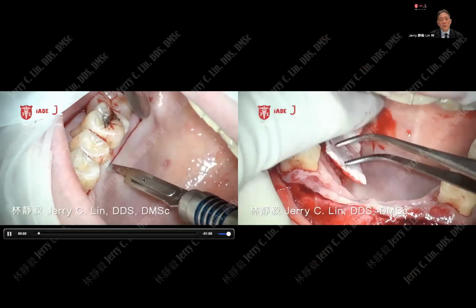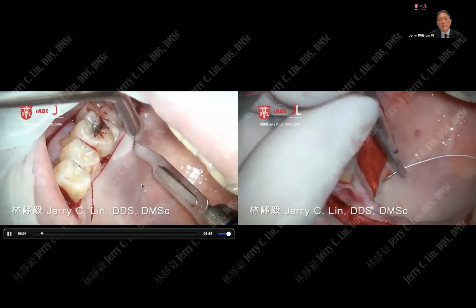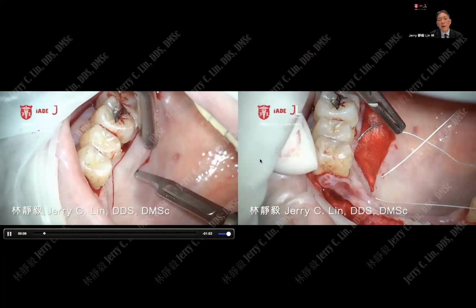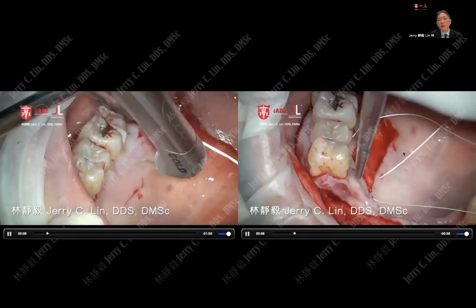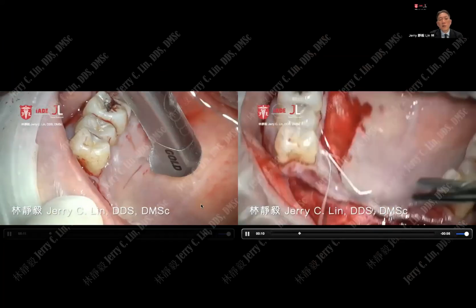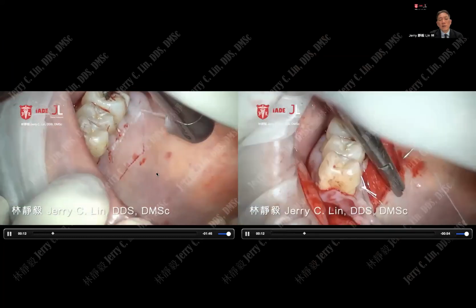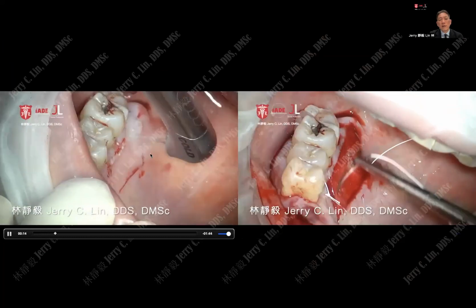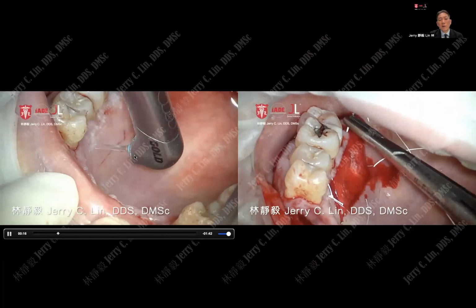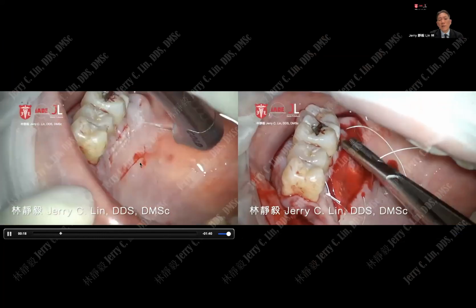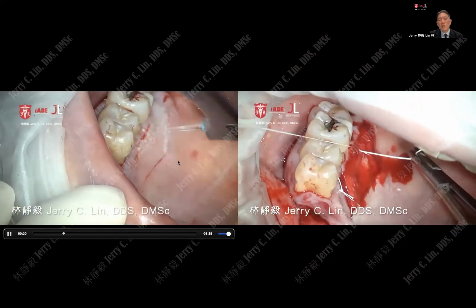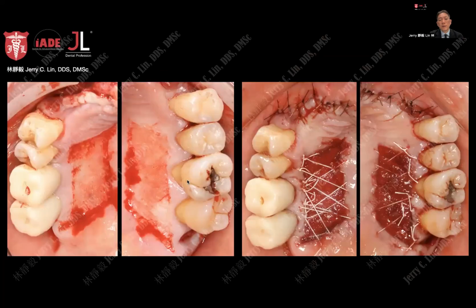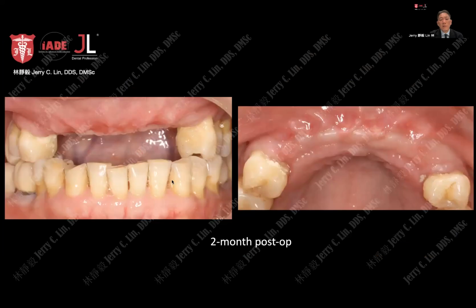Okay, this is how I harvest the graft from the palate and how I suture it up to stop the bleeding. You can appreciate that I use the laser to deepithelialize the graft, so then I can harvest it as a connective tissue graft. So this is the harvesting hemostasis. And in 2 months, I have good volume.